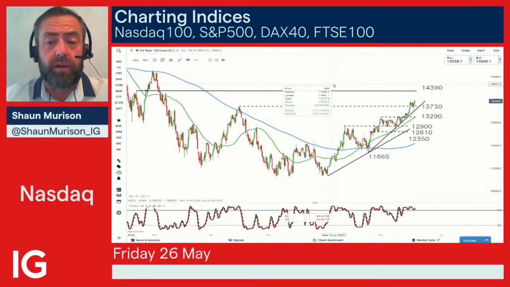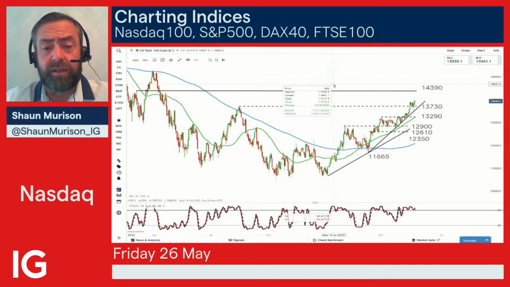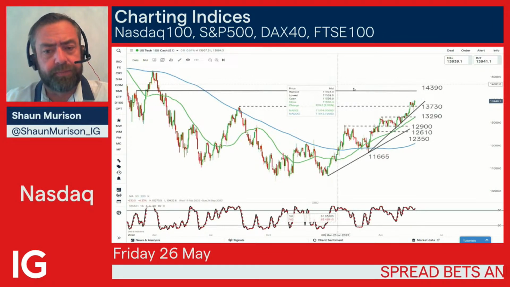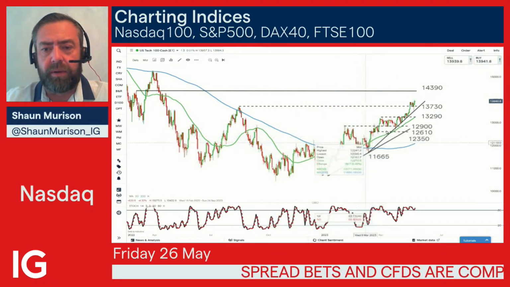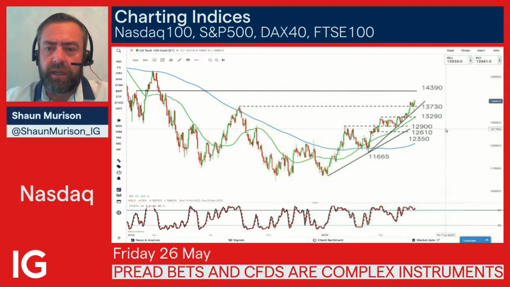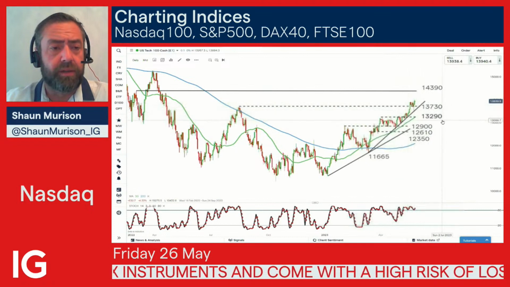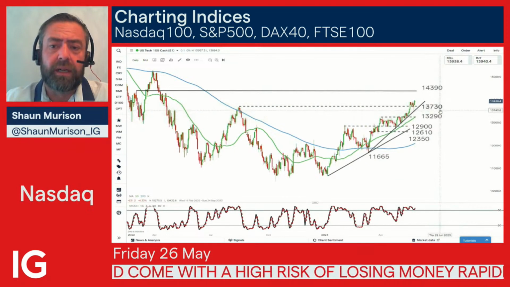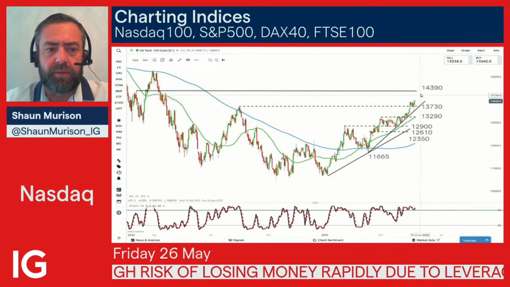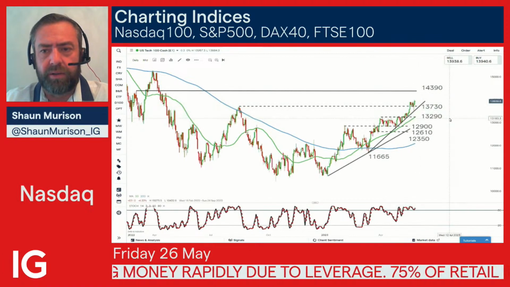Moving over to some indices now. In the US, starting with the Nasdaq 100, which is an outperforming index globally, and obviously against the majors in the US as well. We see that the longer-term trend remains up. In the short term, we've had a continuation of that.